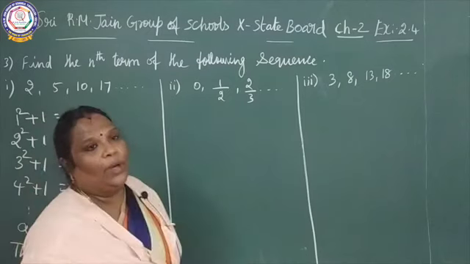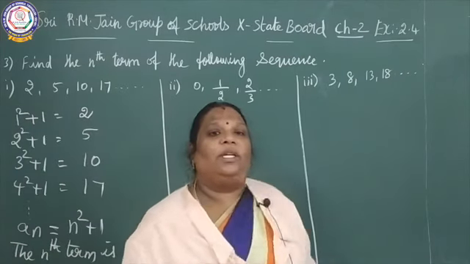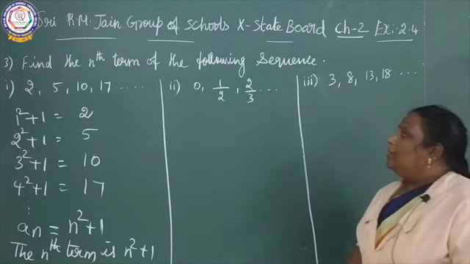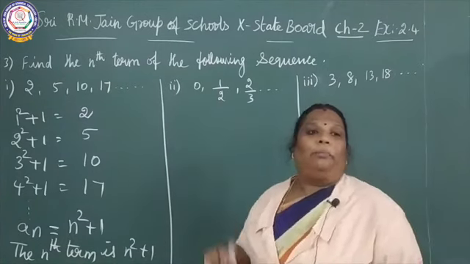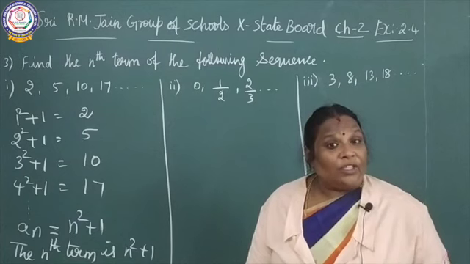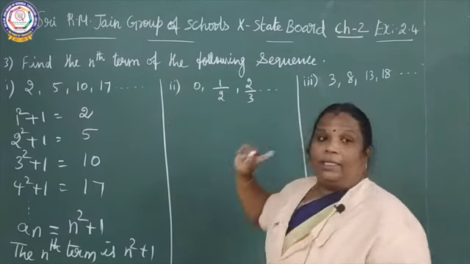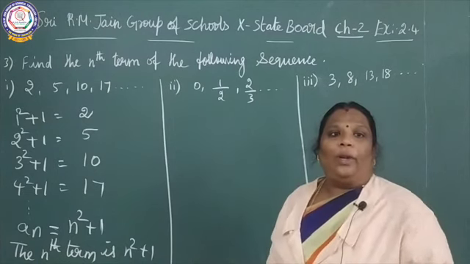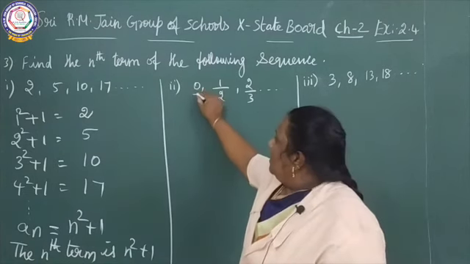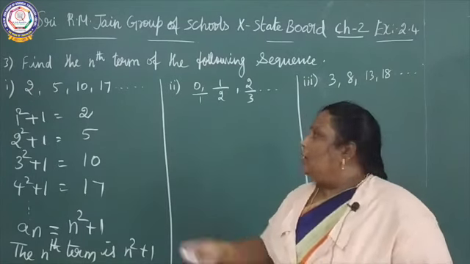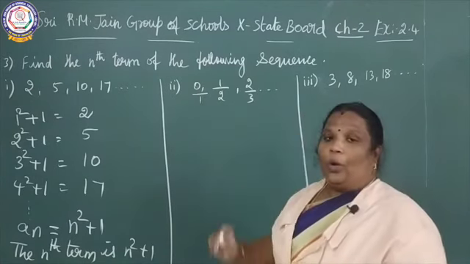See the second one, 0 comma 1 by 2 comma 2 by 3. So, it starts from the whole number. Do not start from the natural number. It starts from the whole number, 0, 1, 2, etc. So, how will you write? See, I will write by 1 also. 0 by 1 is what? 0 only. So, it starts from the whole number.